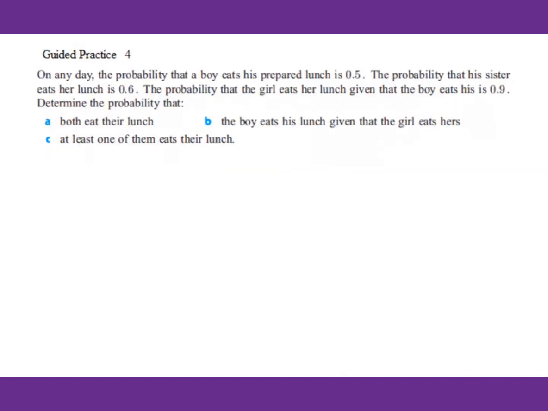Let's go to guided practice 4. On any day, the probability that a boy eats his prepared lunch is 0.5. The probability that his sister eats her lunch is 0.6. The probability that the girl eats her lunch, given that the boy eats his, is 0.9. Determine the probability that A, both eat their lunch.